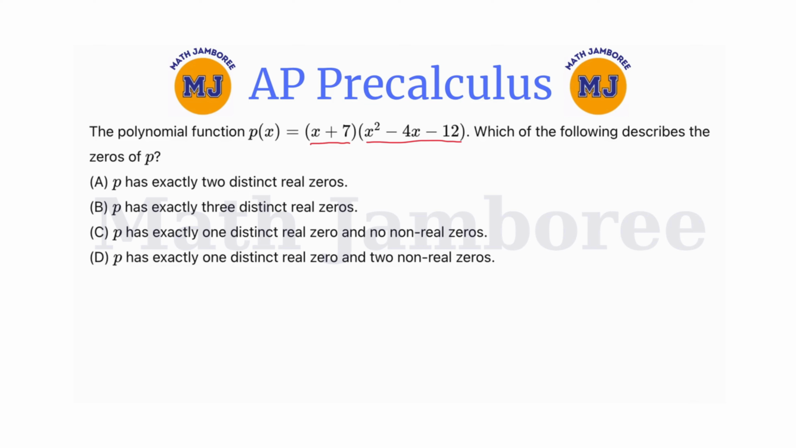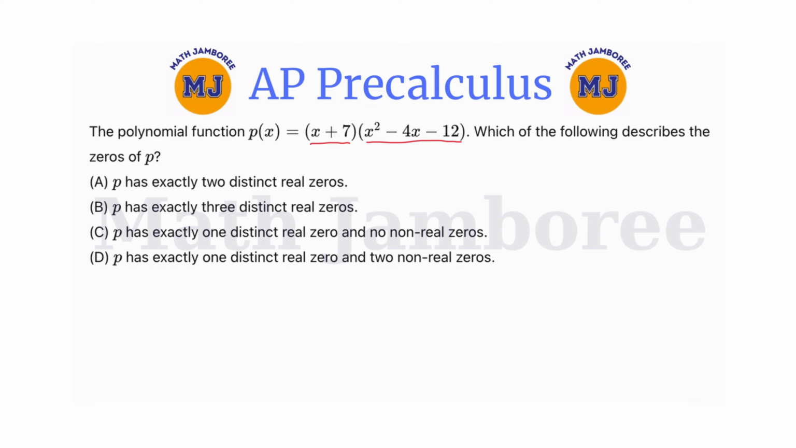In this video, we have another AP Precalculus type of question from the topic of polynomial functions and complex zeros. Let's solve it together. The polynomial function p of x equals (x plus 7) times (x squared minus 4x minus 12). Which of the following describes the zeros of p?